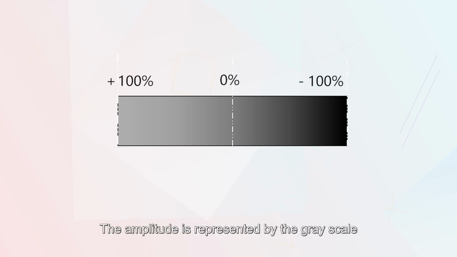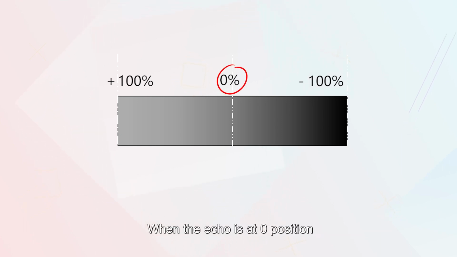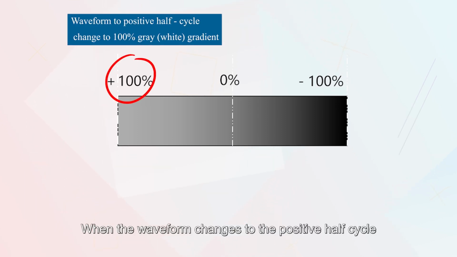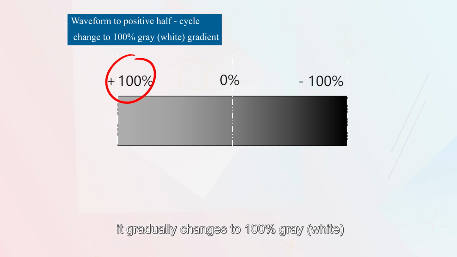During imaging display, the image of TOFD is a grayscale image of black and white, as shown in the figure. The amplitude is represented by the grayscale. When the echo is at 0 position, it is represented by middle gray. When the waveform changes to the positive half cycle, it gradually changes to 100% gray, white.